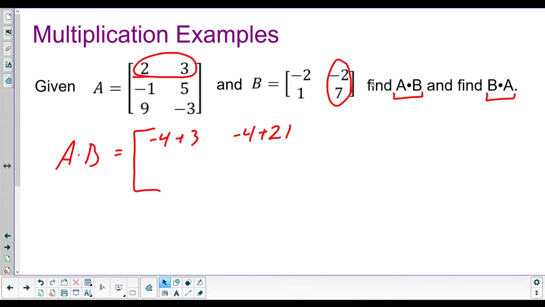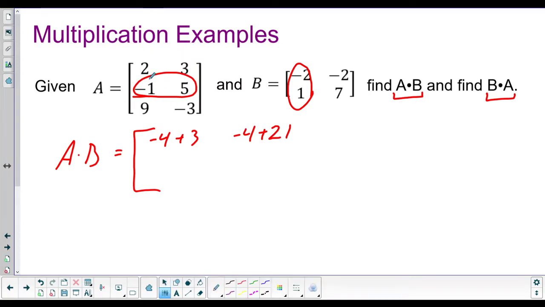All right, we're out of columns. So now we go back to the first column and go down a row. And we repeat that process. So negative 1 times negative 2 is 2, plus 5 times 1 is 5. Next column, negative 1 times negative 2 is 2. 5 times 7 is 35.